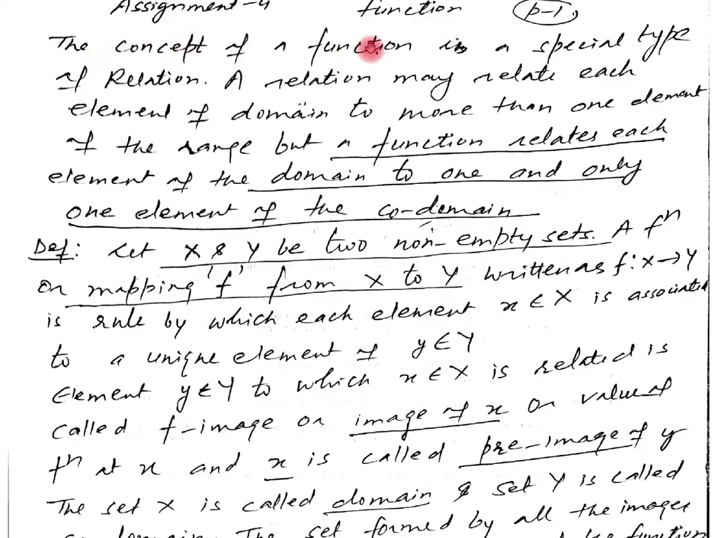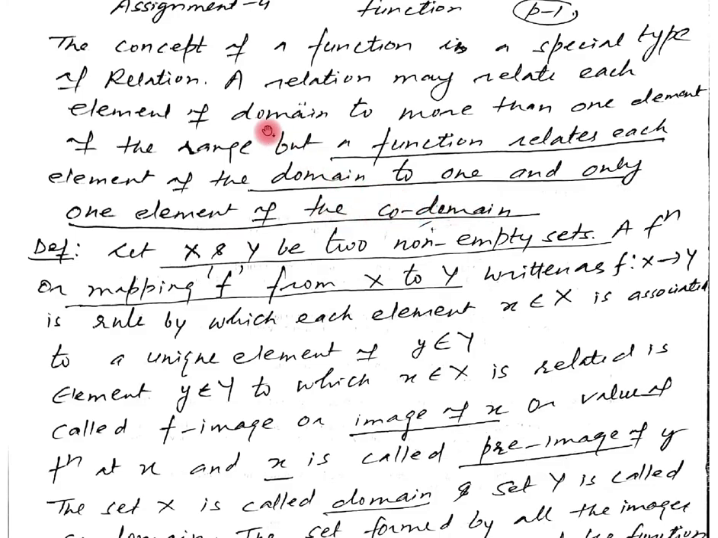Now here, what is the meaning of function? Let me tell you. The concept of a function is a special type of relation. A relation may relate each element of the domain to more than one element of the range or the codomain. But a function relates each element of the domain to one and only one element of the codomain.